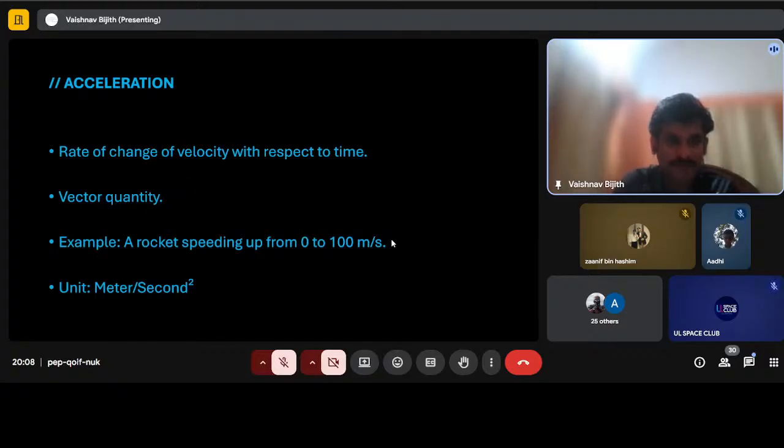Okay. So next up we have acceleration. So acceleration is one step forward of velocity, where we are calculating the rate of change of velocity with respect to time. And here again, we are talking about the direction, and also it's a vector quantity. So an example of acceleration is how much the rocket is speeding up from the moment it took off to the orbit. We can say that the rocket is speeding up from 0 to 100 meters per second. That's acceleration, the rate of change of velocity with respect to time. And the unit is meter per second square.